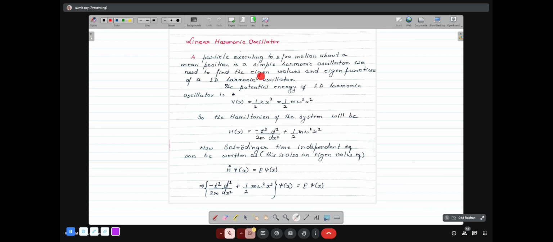We need to find the eigenvalues and eigenfunctions of a 1D harmonic oscillator. 1D means a linear harmonic oscillator. Is a linear harmonic oscillator. The potential, yeah.